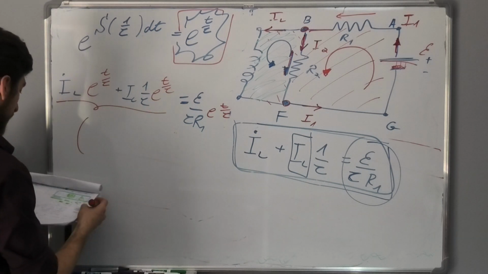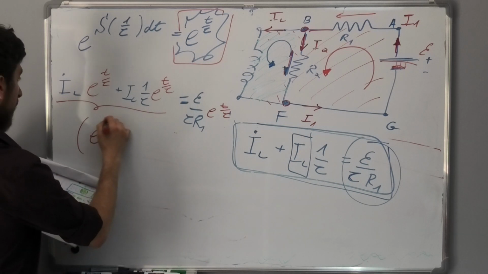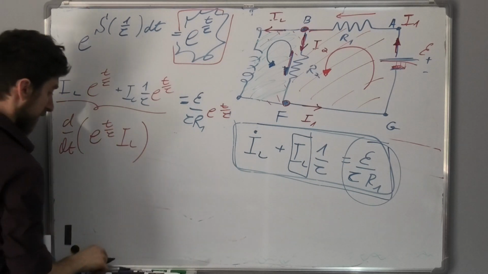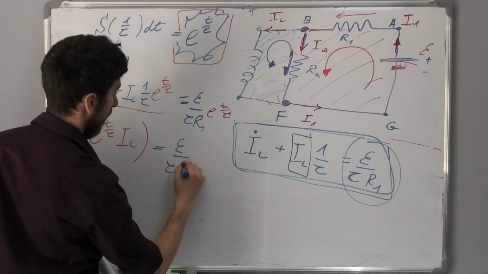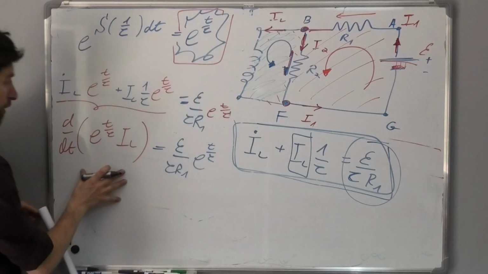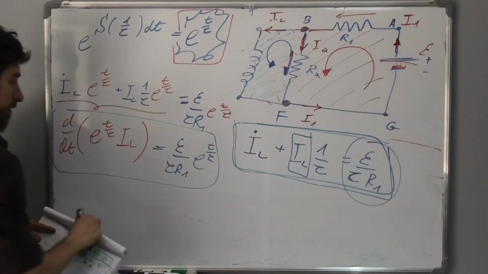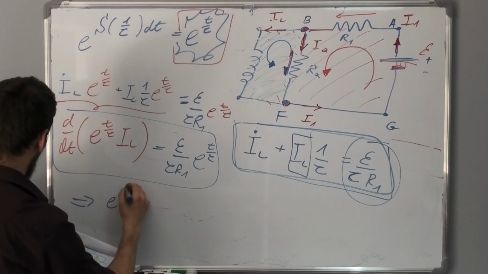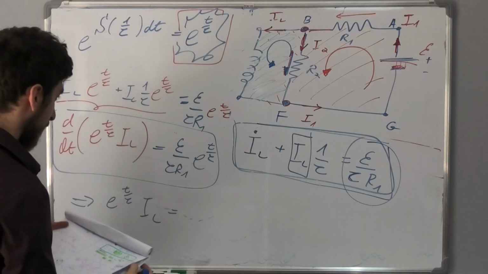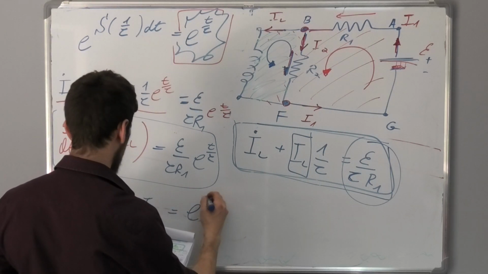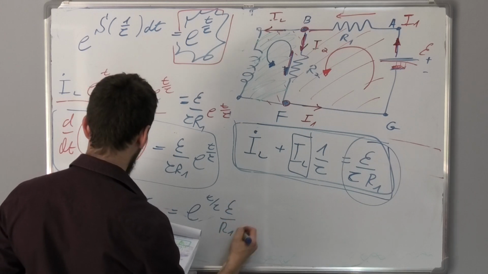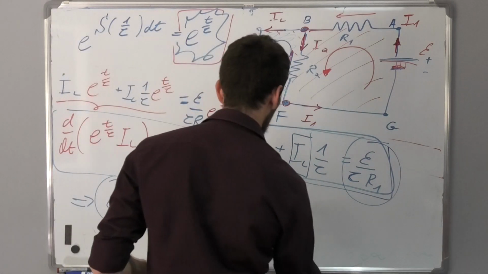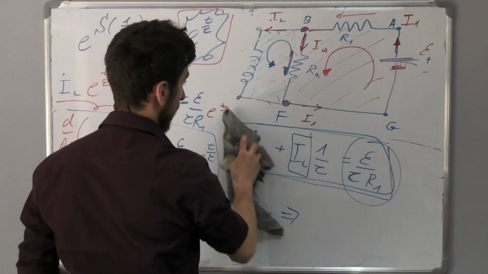So I can actually write this complex expression in this configuration. It's the derivative of e to the t over tau times I_L, which gives you this solution, and this is equal to what we have on this side, epsilon over tau R1 times e to the t over tau. So I can integrate both sides of the equation, and what I'm left with is, the derivative cancelled out, I_L, and if I integrate here, I get e to the t over tau times epsilon over R1 plus c, some constant. I can divide by this term and get the final solution, which is, let's cancel this one.